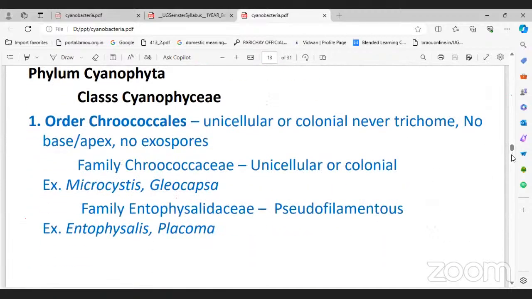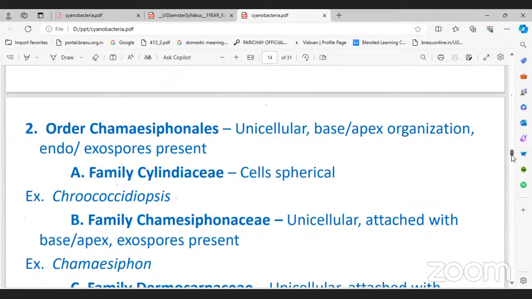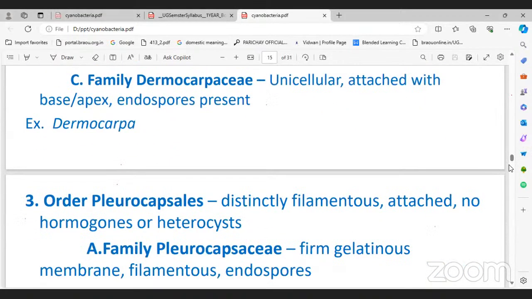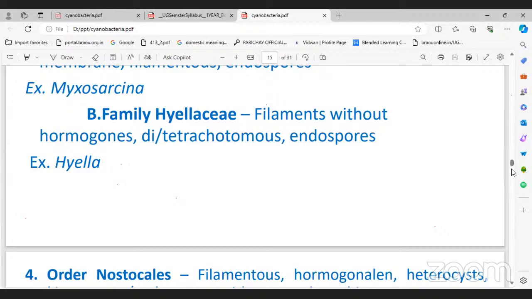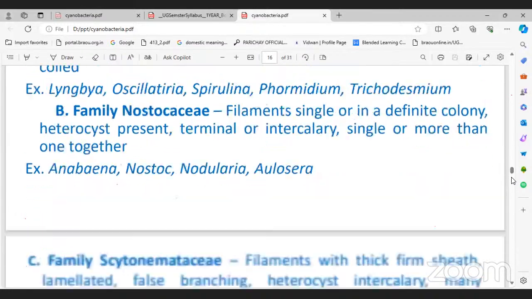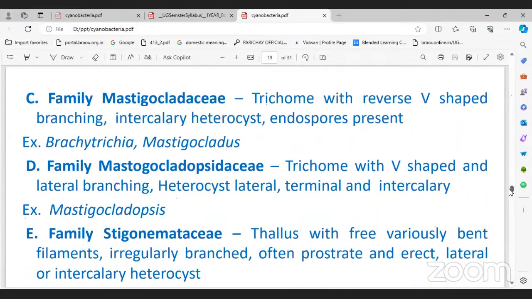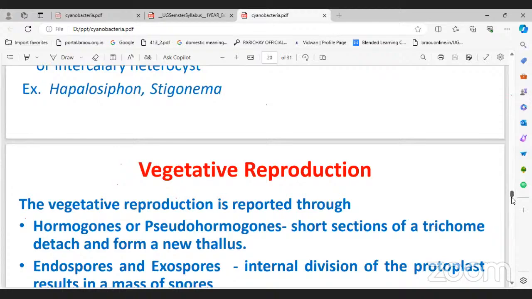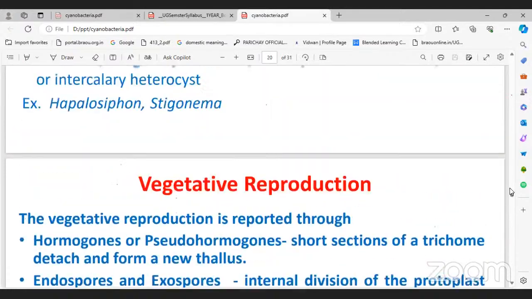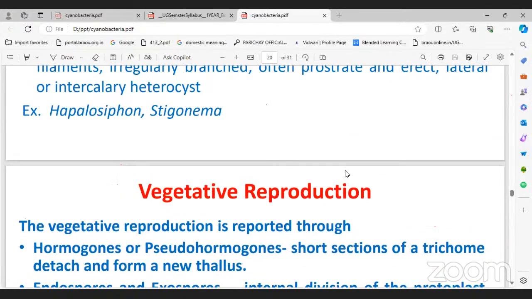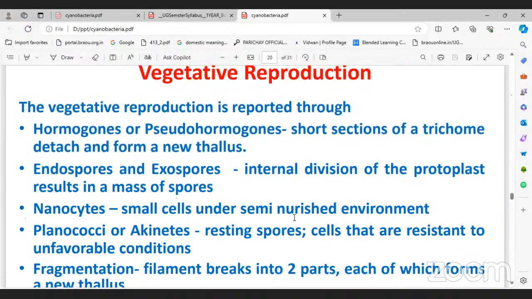Classification is not needed. It is not very important to know the classification of the cyanophyceae. Now let's go through reproduction. First, vegetative reproduction.